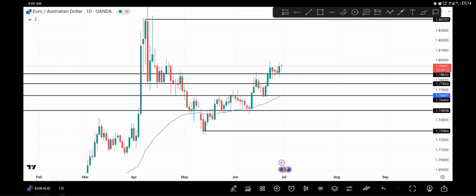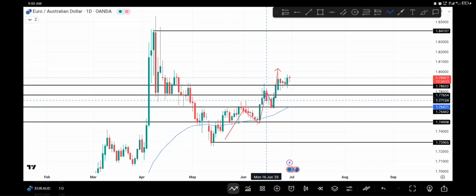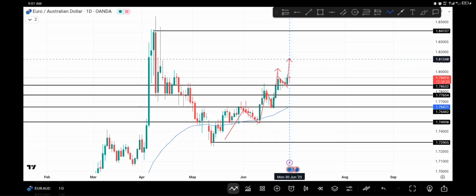So guys, we can all see that from this point, the market is making higher lows, higher highs, higher lows, higher highs, and the market has come to a higher low again, and then we are waiting for another higher high.